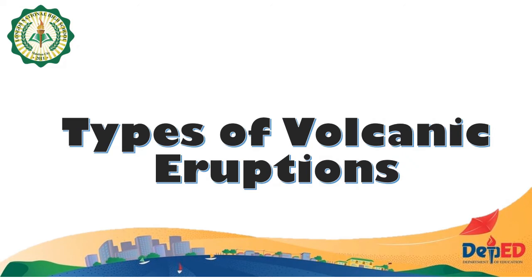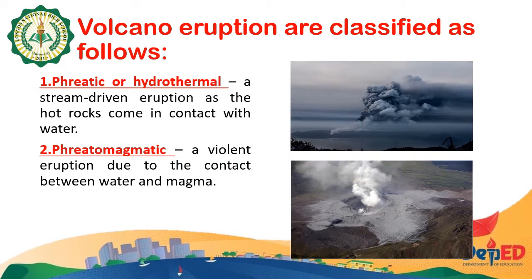What are the types of volcanic eruptions? Volcanic eruptions are classified as follows. Number 1, phreatic or hydrothermal. This is a steam-driven eruption as hot rocks come in contact with water. It is short-lived, characterized by an ash column, but may be the onset of a larger eruption. Shown on the right is our Taal volcano in Batangas. This is an example of a phreatic or hydrothermal volcanic eruption.